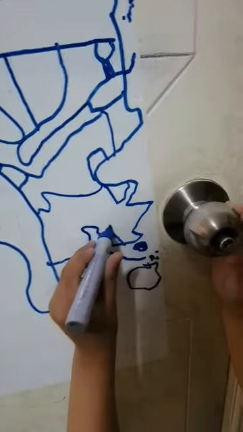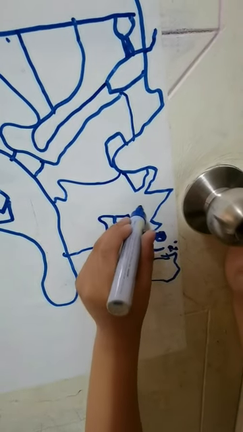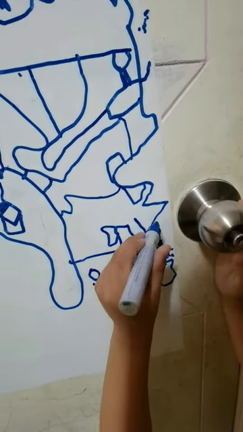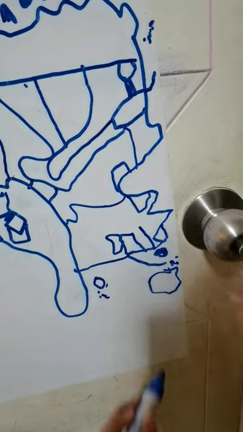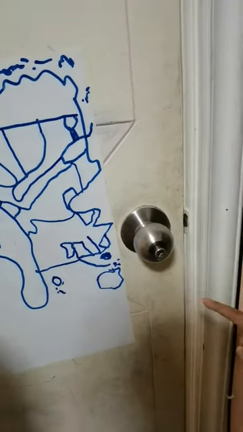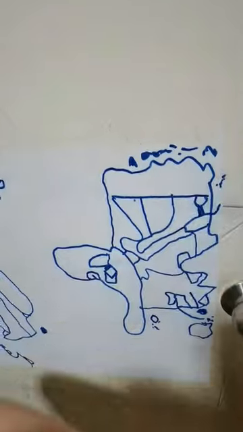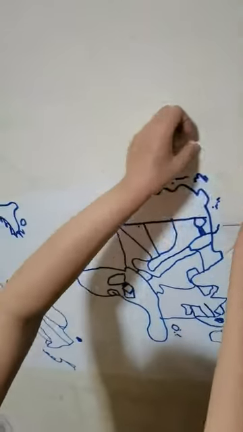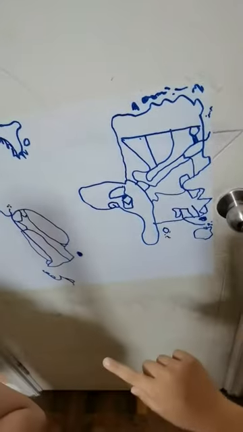What is that? I'm also making Laos. In here's Vietnam. There's Vietnam. That's the part of Russia. That's the part of Alaska.